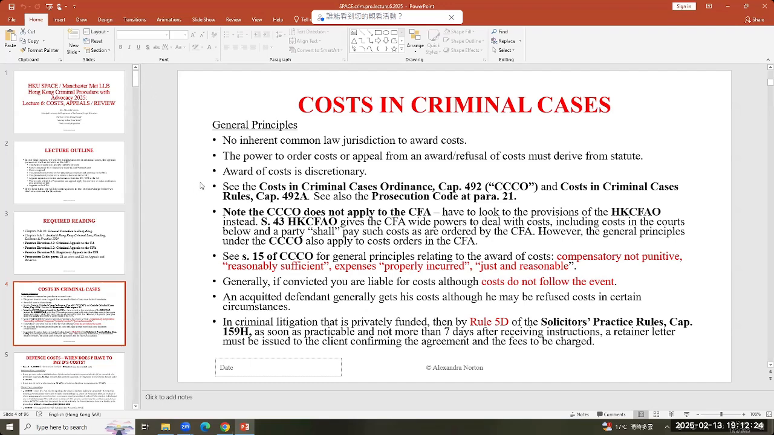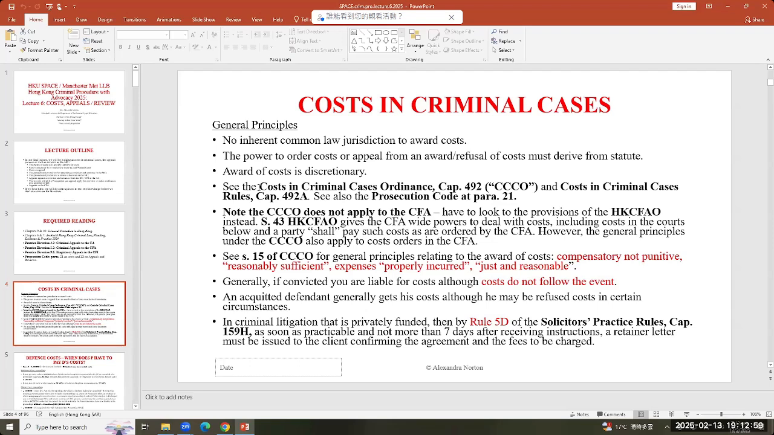But some general principles: there is no inherent common law power of the court to make a costs order or to refuse costs. There has to be a statutory provision giving the court the power to make a costs order or to refuse costs. And costs is a discretionary power. The ordinance that you need to take a look at is the Costs in Criminal Cases Ordinance. However, it doesn't apply to the CFA. The CFA ordinance has its own provisions on costs.